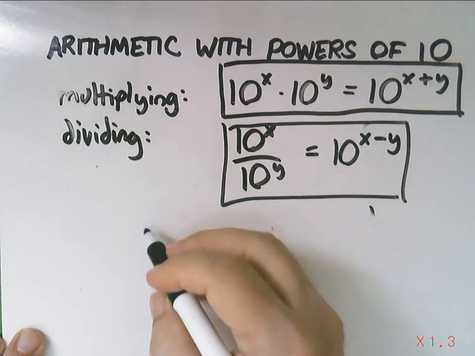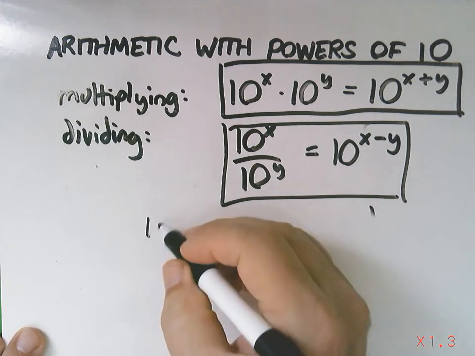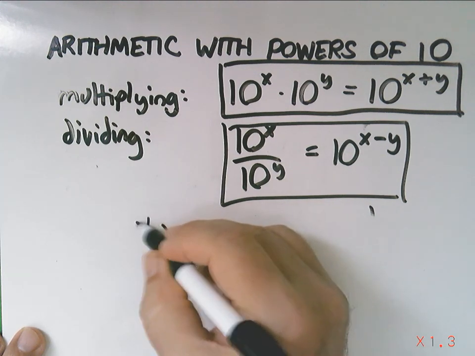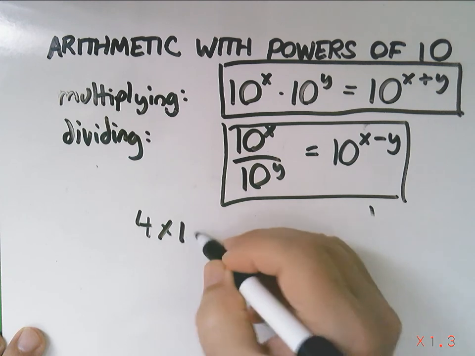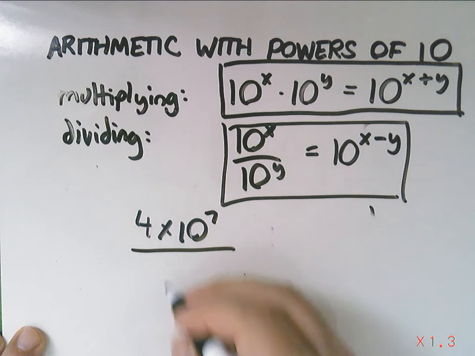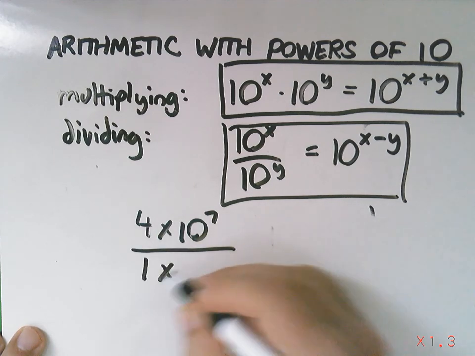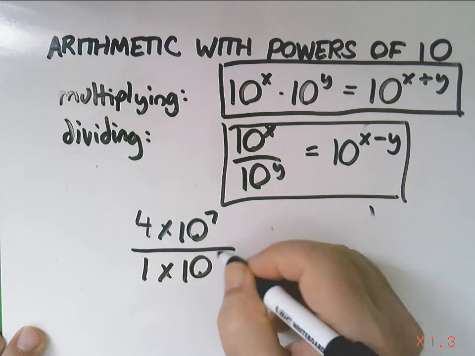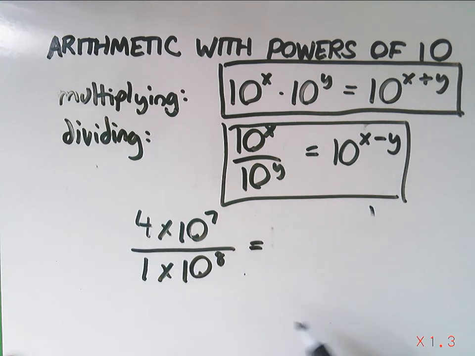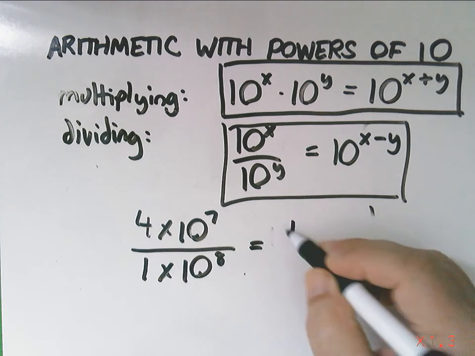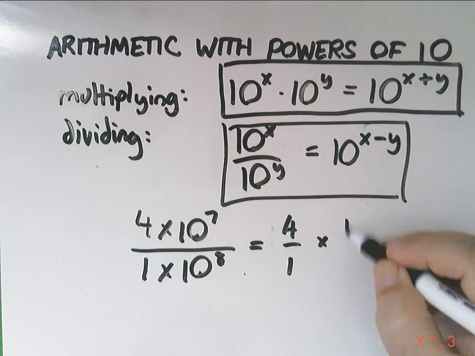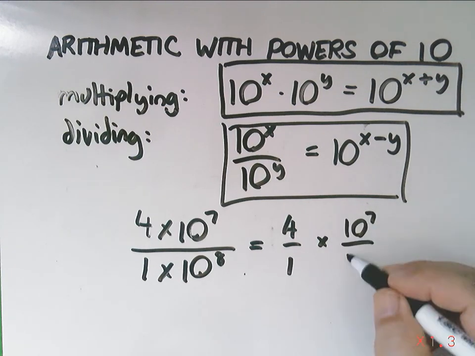Suppose I have, let's see, 4 times 10 to the 7th divided by 1 times 10 to the 8th. Okay, well, I can regroup this just like we did before. There's a 4 divided by 1 times 10 to the 7 divided by 10 to the 8.